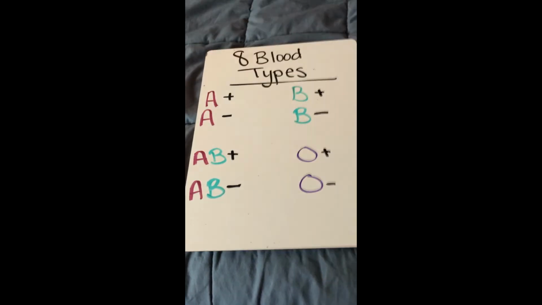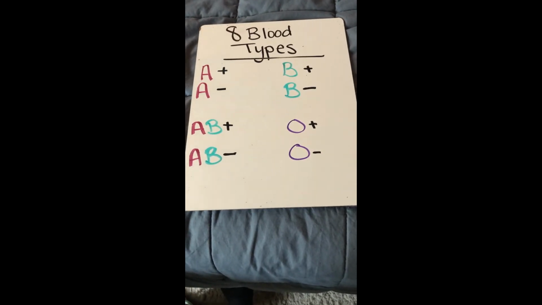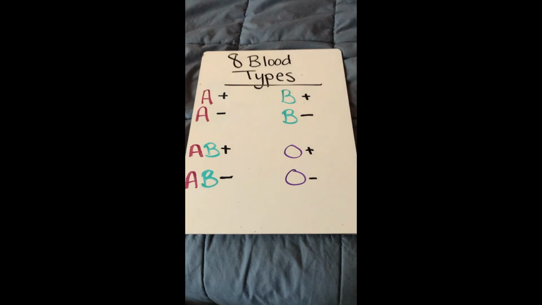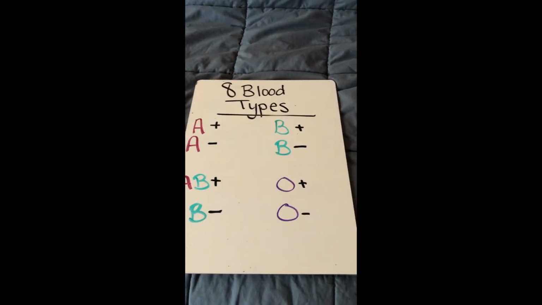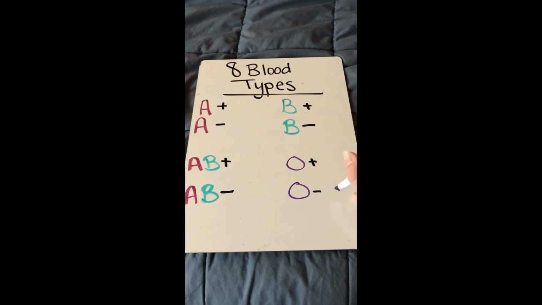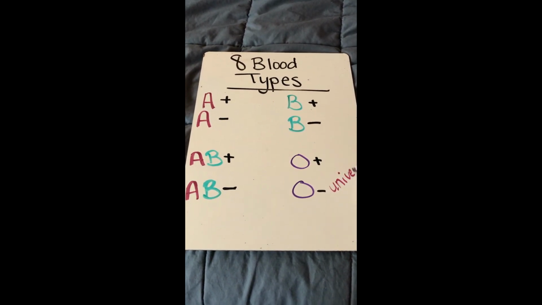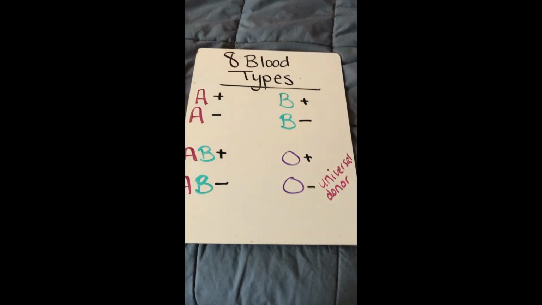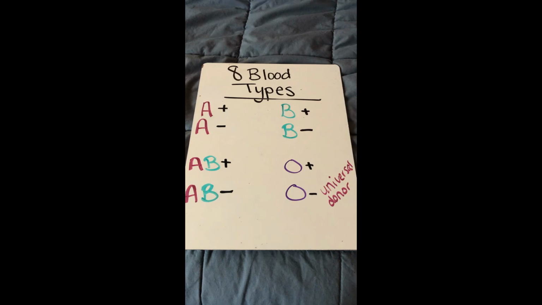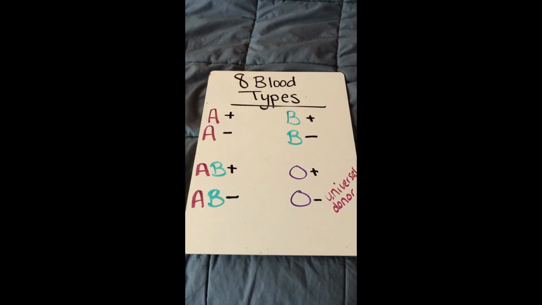Now, when we talk about those positives and negatives, those come into play when we're talking about blood transfusions or donating blood or accepting blood. For those of you that are O negative, this is the universal donor. My mom actually has type O blood. Her blood can be given to literally anyone because it is O negative.